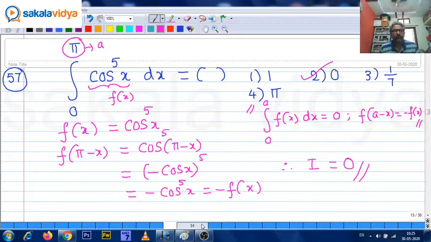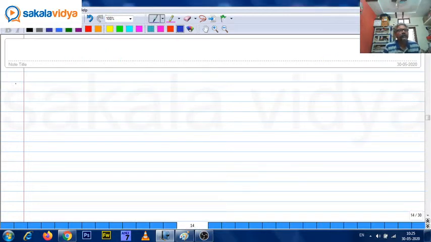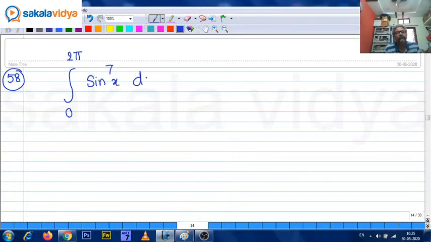Right, Suma. 58. Integral 0 to 2 pi sin x to the power of 7 dx equals to, first option 0, second option 1, third option 2, fourth option 3.